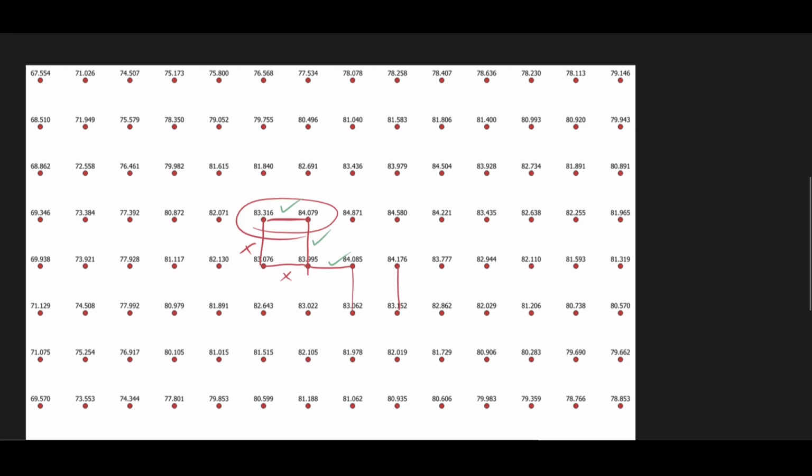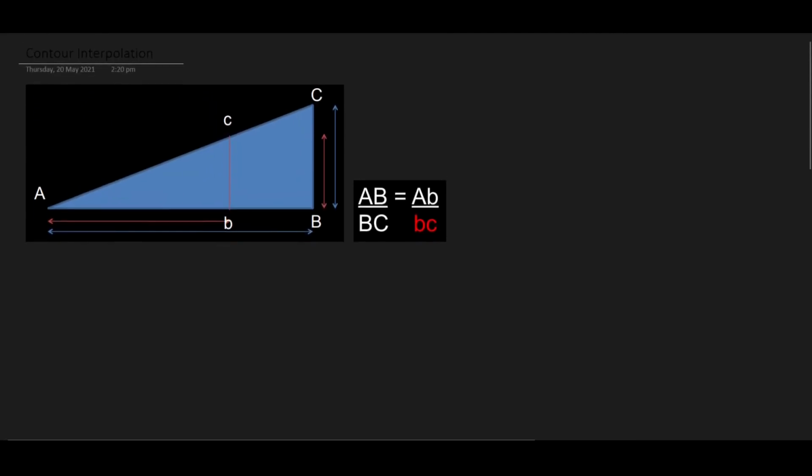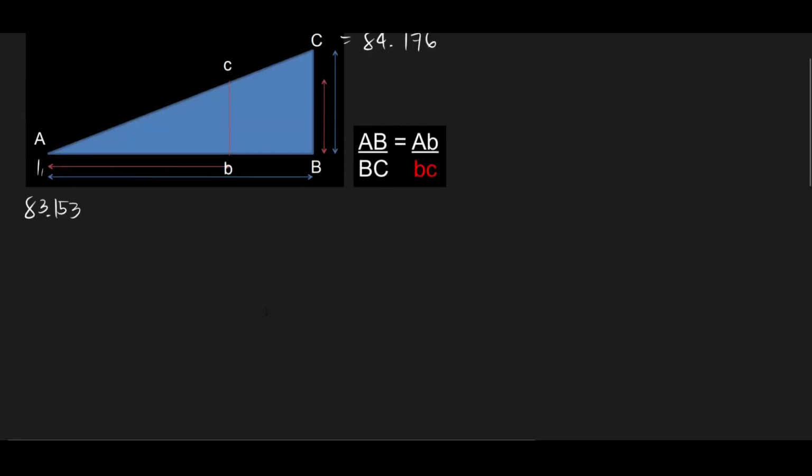So let's take an example. Let's say we want to compute for the location of 84 given these two values: 84.176 and 83.152. So we will use the concept of similar triangles here. So again, this is 84.176, and then this is 83.152.